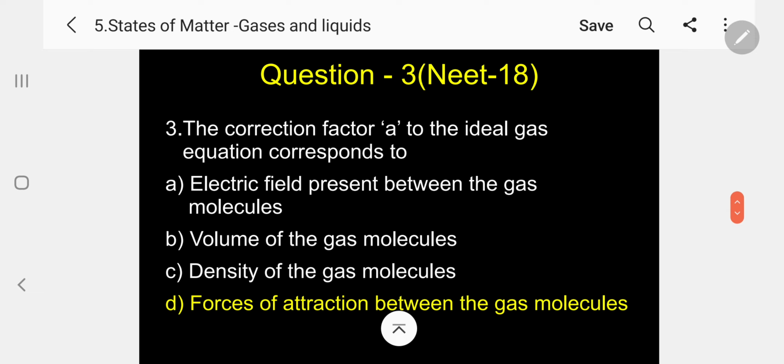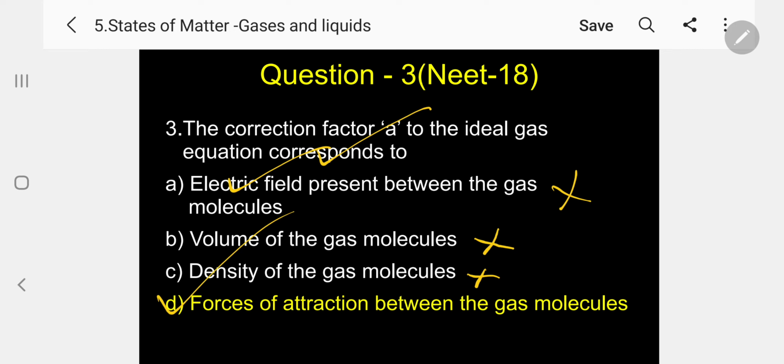Kindly follow. The correction factor A to the ideal gas equation corresponds to electric field? Nothing to do with that. No. Volume of the gas molecule? No. Density of the gas molecule? No. Easy. Forces of attraction between the gas molecules. Because we are applying the correction for pressure, it is only A we are using. So it's a direct question. There are no tricks required.